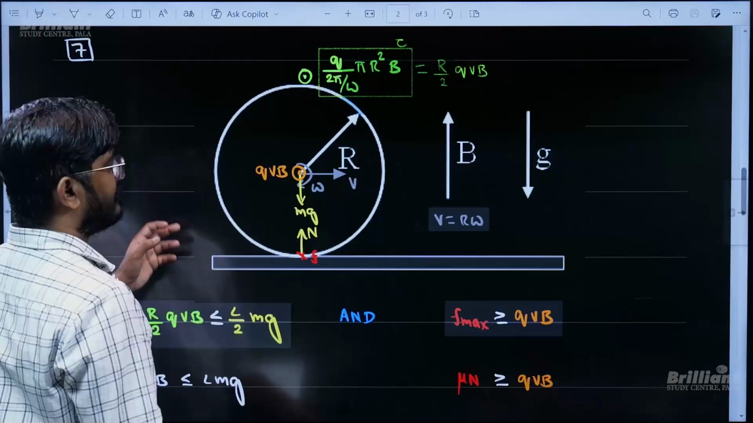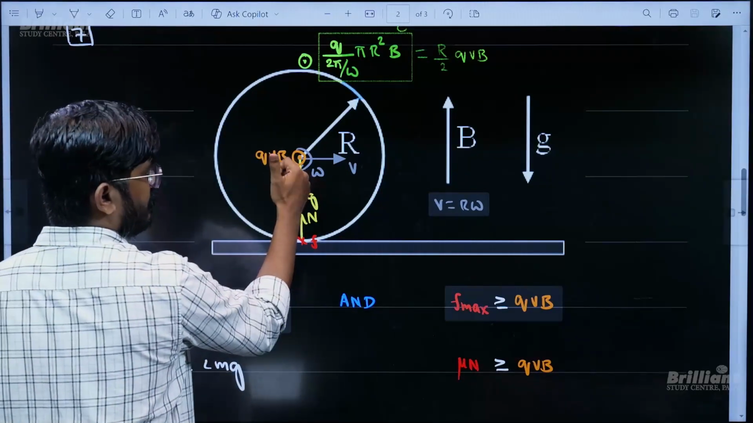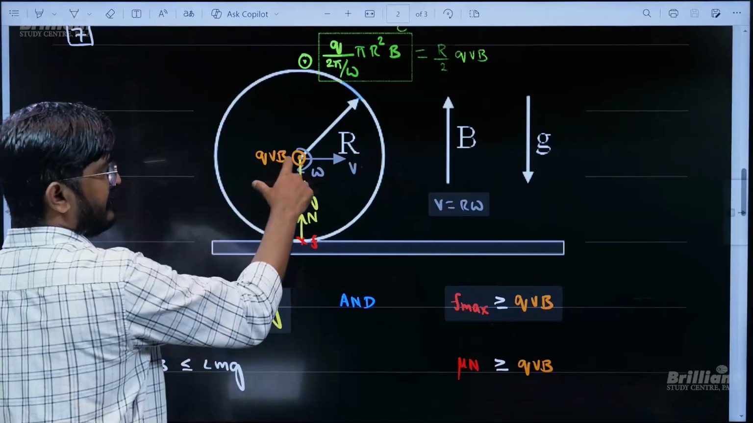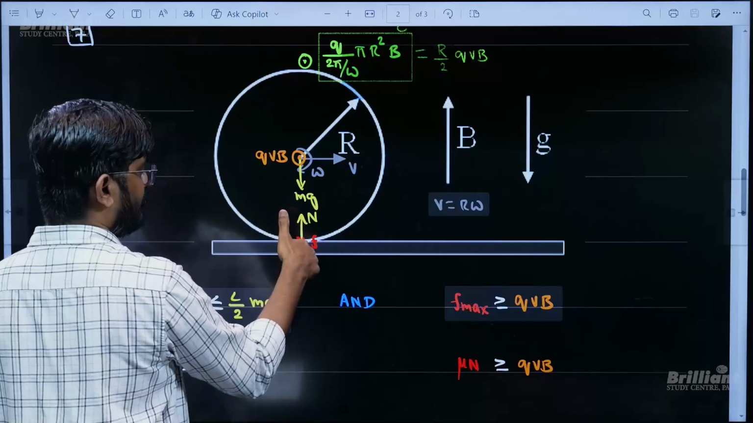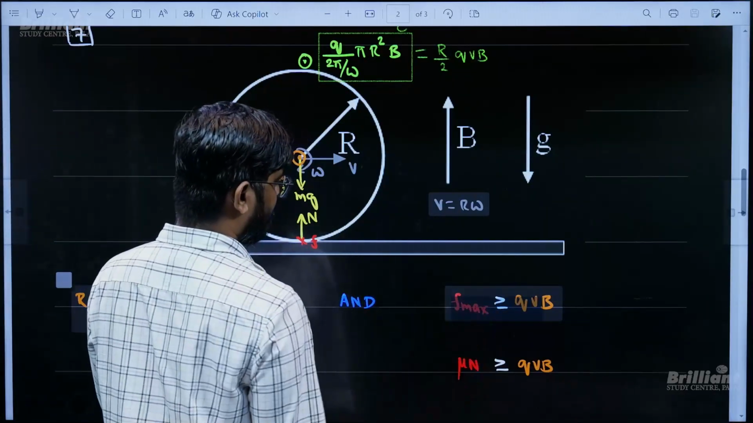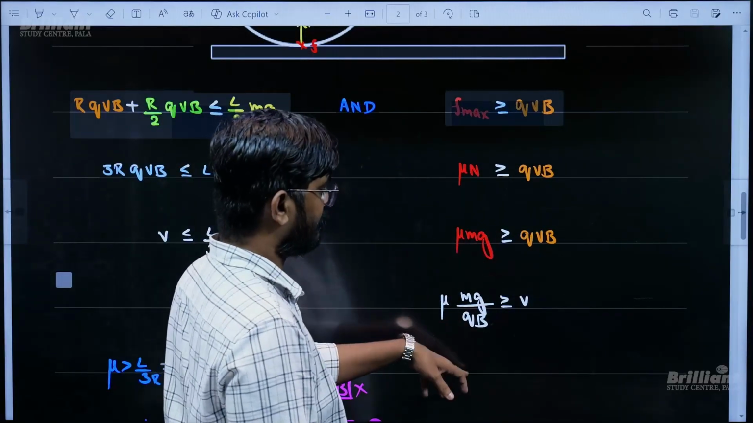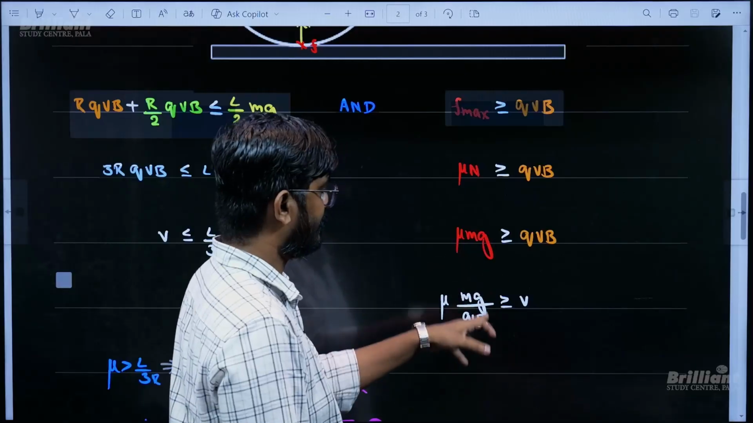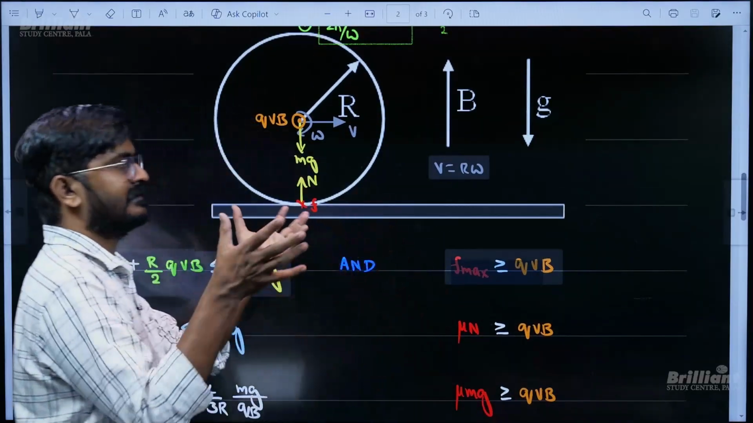Now you should understand, it is not slipping, so it can't move in this direction. Though the magnetic force is in this direction, it can't go in this direction. The meaning is friction should be opposing it, and the maximum friction should be greater than this. The maximum friction is going to be mu into N. In this particular case, N is mg. So you will be getting that velocity should be less than or equal to this value. Understand, it doesn't slip in this direction.